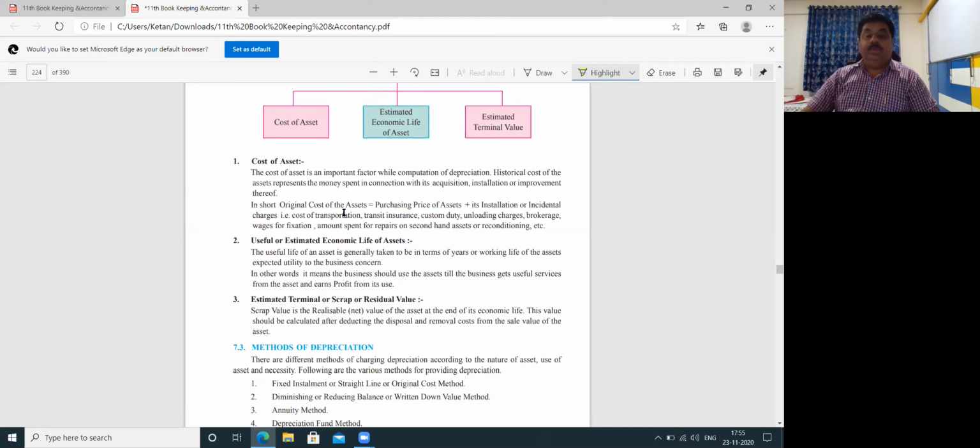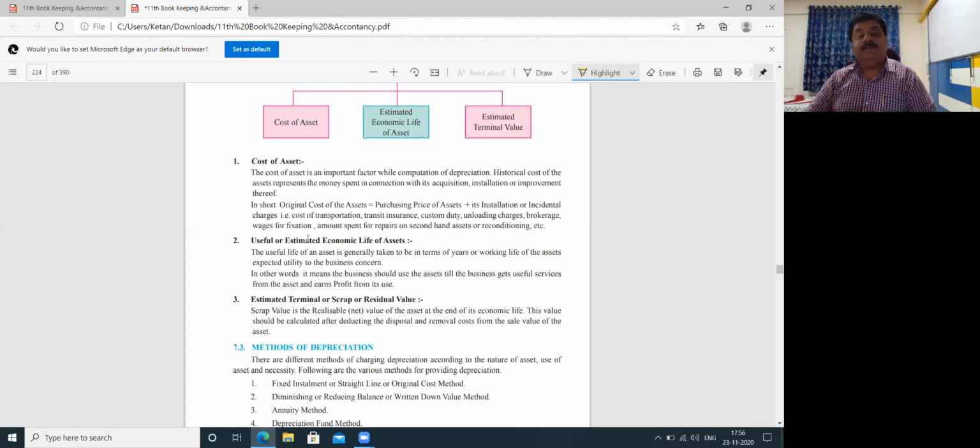The cost of asset is an important factor while computation of depreciation. Historical cost of the asset represents the money spent in connection with the acquisition, installation, or improvement thereof. In short, original cost of the asset is equal to the purchase price of the asset plus installation or incidental charges like cost of transportation, transit insurance, custom duty, unloading charges, brokerage, wages for fixation or installation, amount spent for repairs on second hand assets or reconditioning, etc.